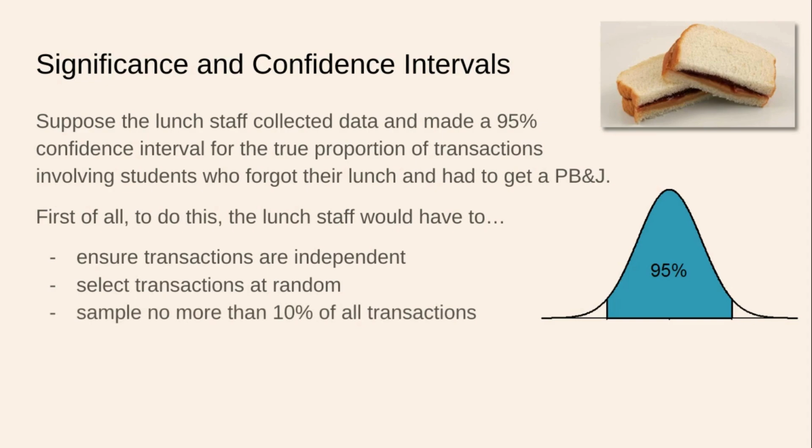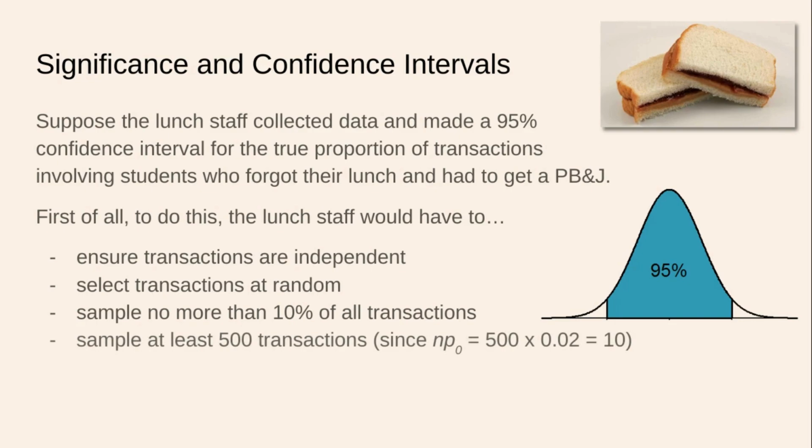And sample no more than 10% of all transactions, okay? So if we do this over the course of a couple days, that's way less than 10% of all transactions for the course of a school year. And sample at least 500 transactions, since n times p sub 0 would be 10. So we need 500 transactions. That could happen over the course of a couple of days, maybe a couple of weeks if we were to space out the days, maybe choosing days at random over the course of a month.